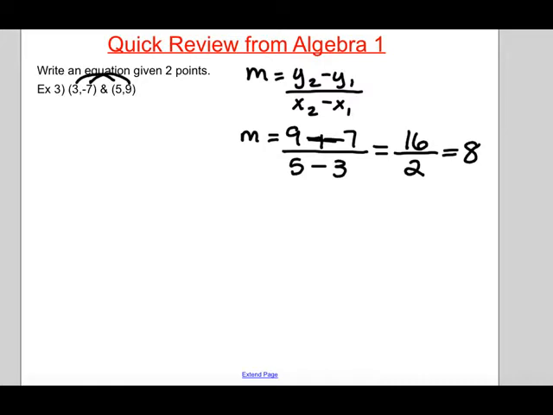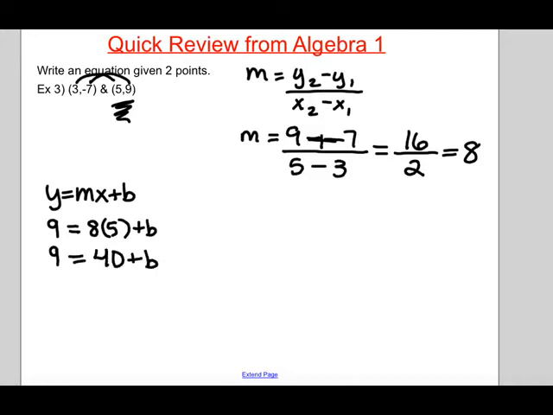Now I can use either method to write my equation, so I'll show you both methods once again. If I do just slope-intercept, y equals mx plus b, it does not matter which ordered pair you pick. I always tend to like the ones that have no negatives in them, if that's possible. So I'm going to plug in 9 for my y. My m is 8. My x is 5. So 8 times 5 is 40.